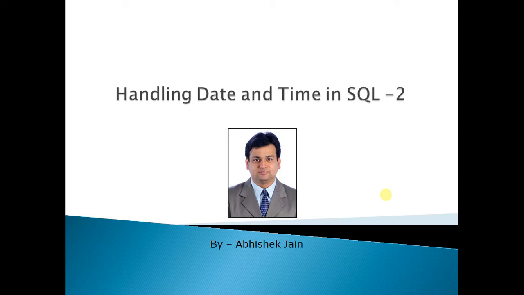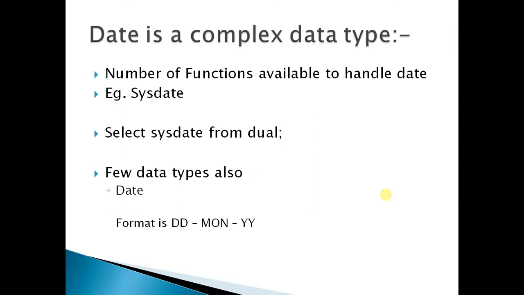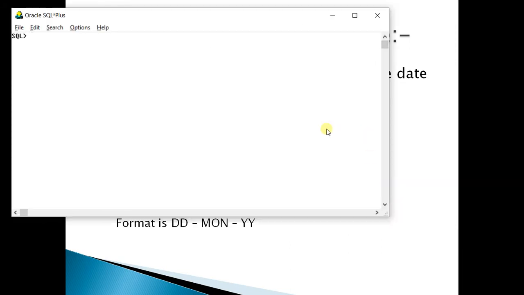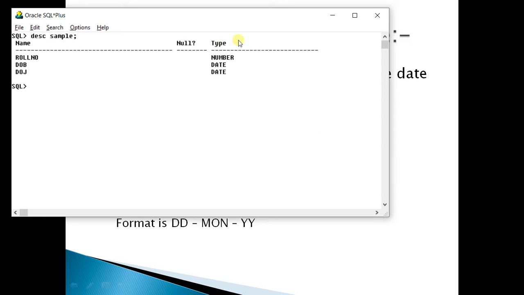Welcome to the second part of the date data type in SQL. I hope that you have created the table shown in the first part of this tutorial. We have created a table called sample, described it: roll number of type number, date of birth of type date, date of joining of type date. We have inserted certain values. Select star from sample. You can see a few values, and the default format is DD-MON-YY.